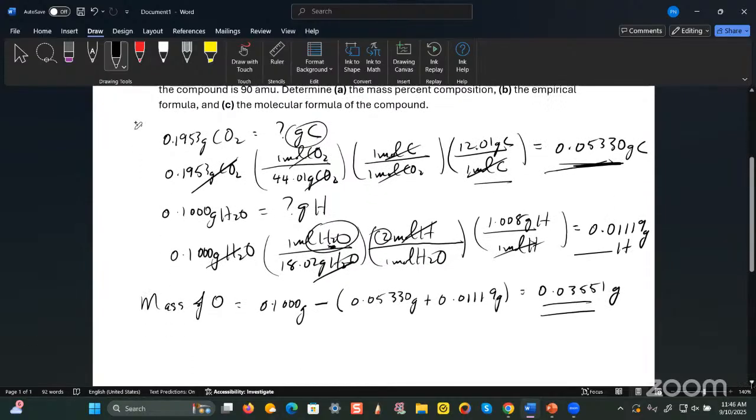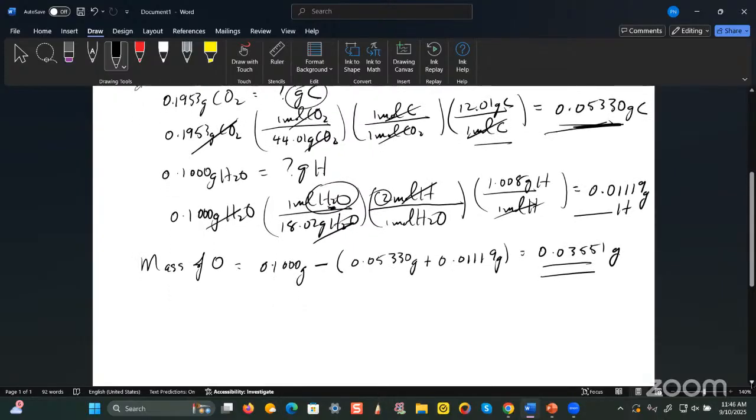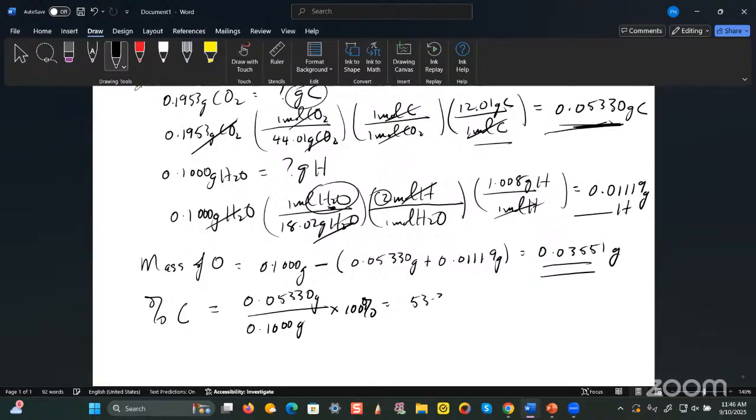So far we have the masses of all 3 elements. Now the A part is asking for the percentage of each element, right? So to find the percentage of each of them, let me start off with carbon. You're going to take the mass of the carbon that we calculated, which is 0.05330 grams, divided by the total mass, which is 0.1000 grams, times 100%. And then let's see what that gives. 0.05330 divided by 0.1 times 100. And according to my calculation, this works out to be 53.30.